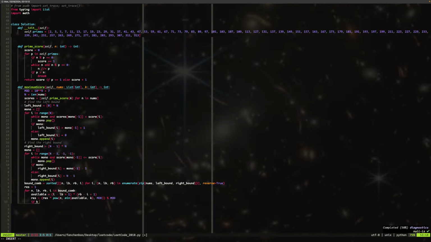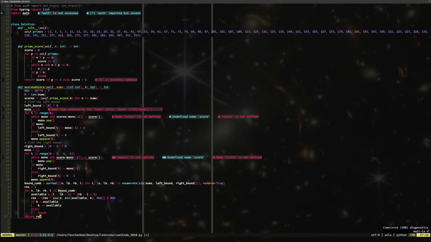We just say if k is larger than available, then k minus equal to available. Otherwise, if k is smaller or equal, then we'll break, and then we can return res. All right.